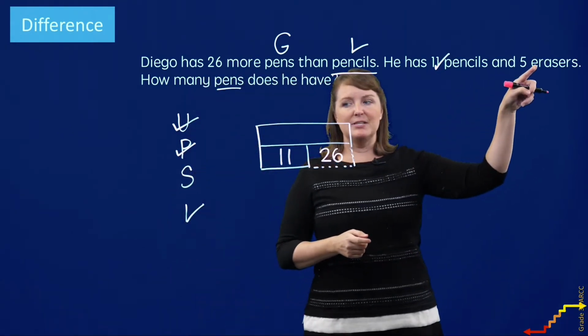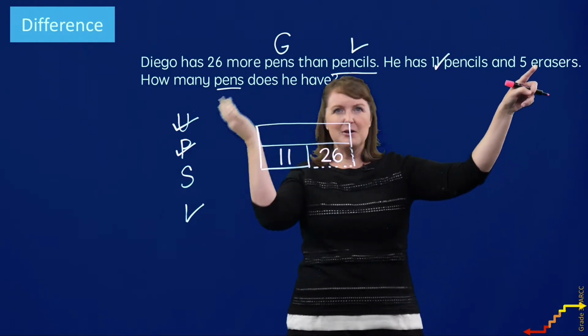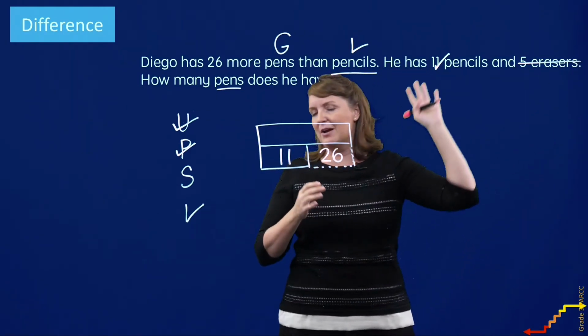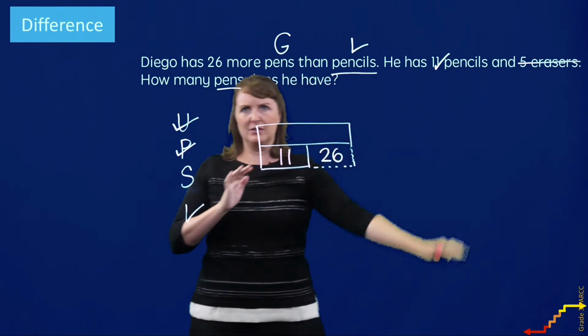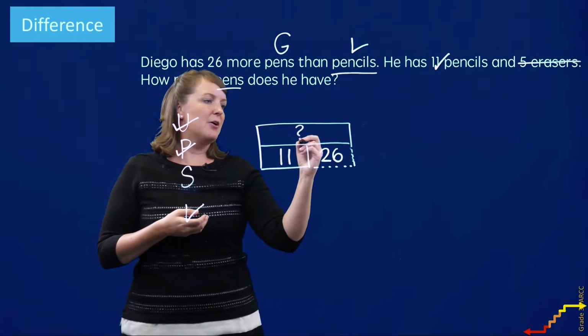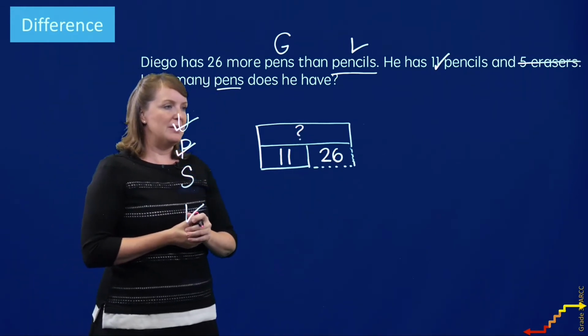Diego has 5 erasers. Do we need to know about erasers when we're talking about pens and pencils? No, we don't need to know that. I'm just going to go ahead and draw a line through that. That is my irrelevant information. I'm going to ignore it the rest of the time. Then the question is, how many pens does Diego have? We have to figure out the greater amount, so we have to figure out the number of pens.